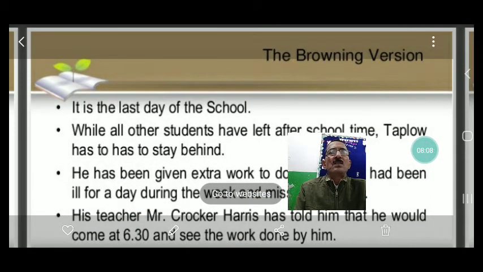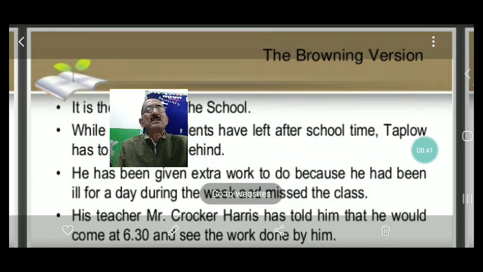It is the last day of the school. Every child is asked to submit the assignment before that, while Crocker Harris, who is a very strict teacher, has given the command that they have to submit. While all other students have left after school time, Taplow has to stay behind. He has been given extra work to do because he had been ill for a day during the week and he missed the class.